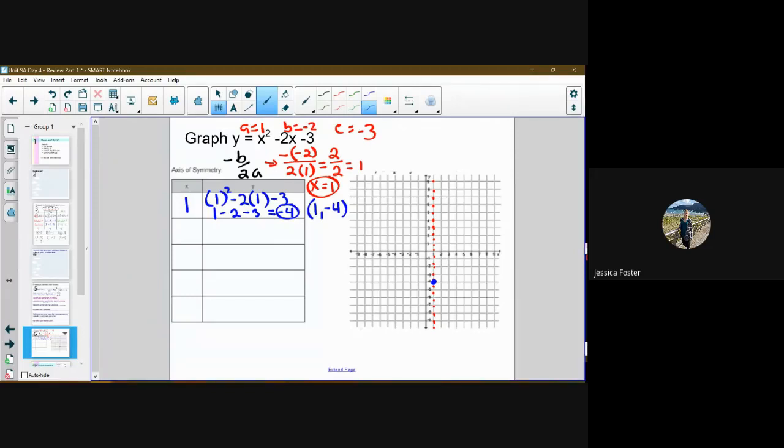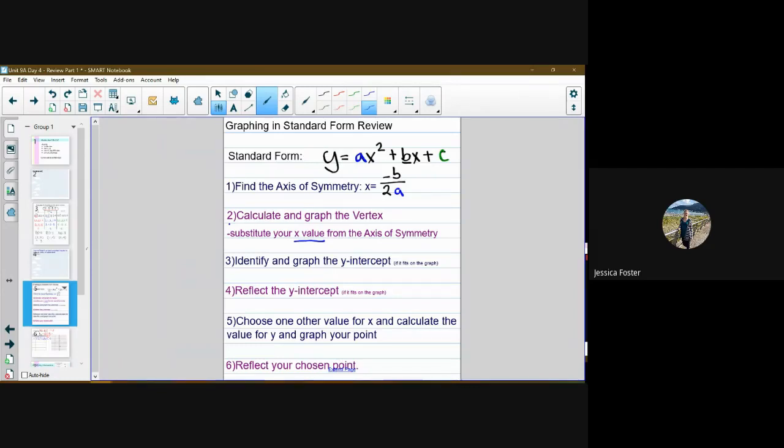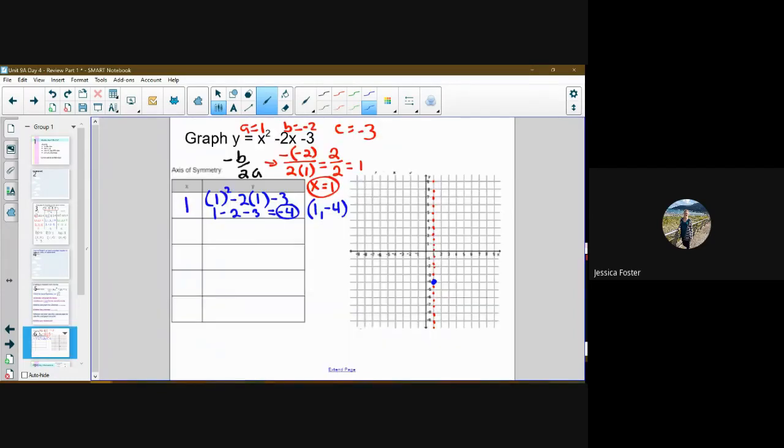All right, next step, step number 3. We need to identify and graph the y-intercept if it fits on the graph. Let's see if it does in this case. My c is my y-intercept, which is negative 3. So it does fit on the graph here. So my y-intercept is just negative 3. My x value is always 0 though. So it's going to be just right here. The left to right is 0, so I just go straight down. That's my y-intercept.